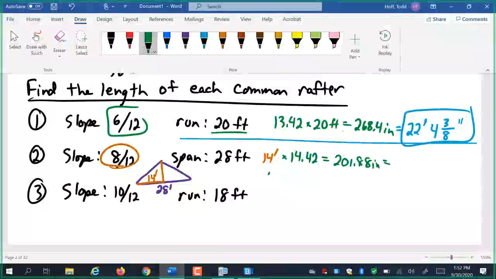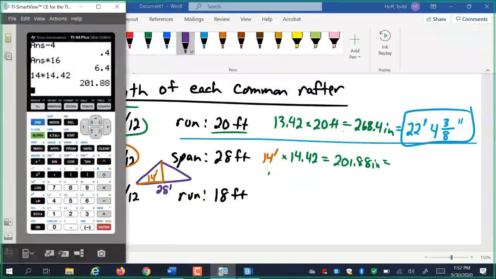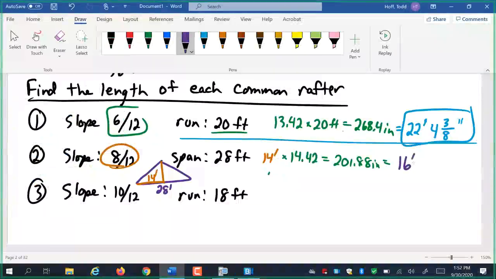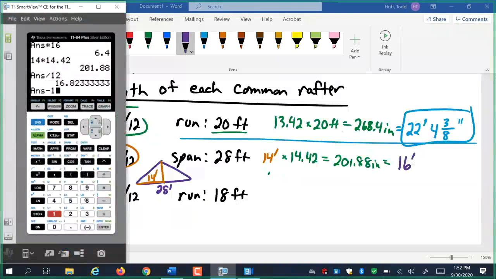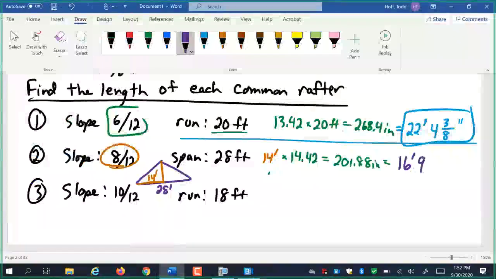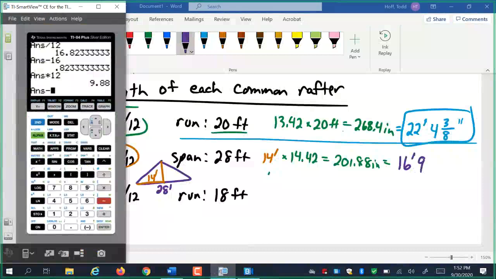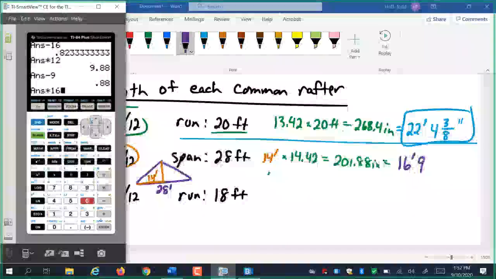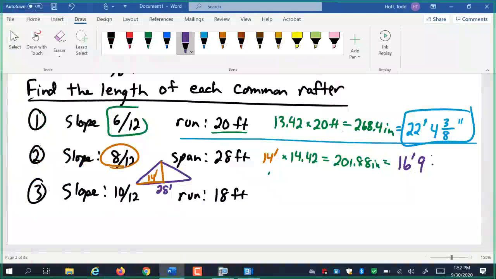We'll convert that into feet, inches, and sixteenths. So we divide by 12 to turn it back into feet. That's 16 feet. Subtract off the 16. Take our 0.82 feet back into inches, so multiply by 12. We got 9.88 inches. Subtract off the 9 whole inches. And then we'll do times 16 to get sixteenths. 14 sixteenths, which is 7/8. So 16 foot 9 7/8 inches is the length of that common rafter.